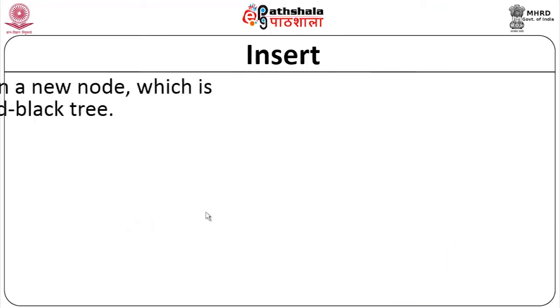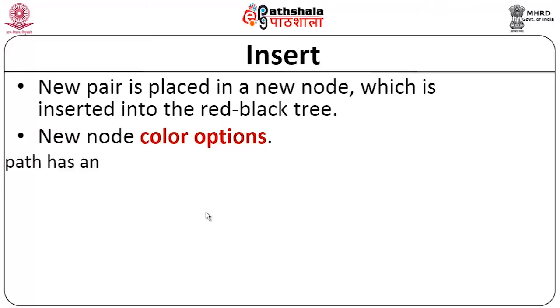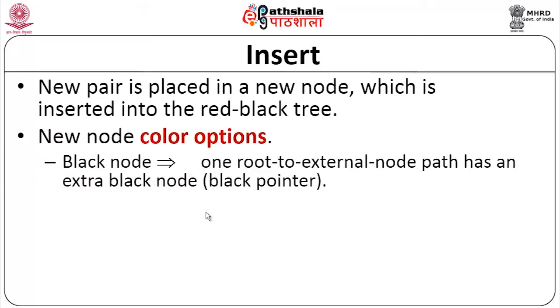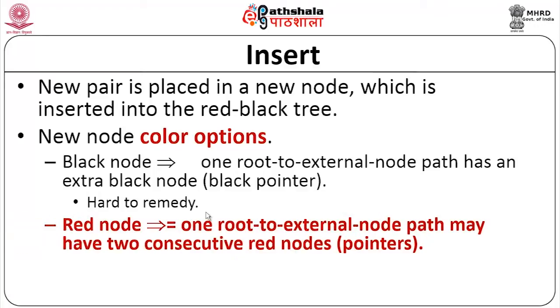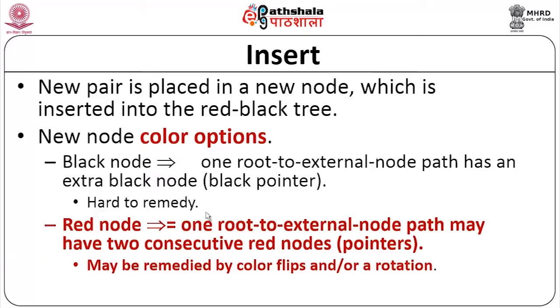Okay. Now, insert. A new pair is placed in a new node which is inserted into the red black tree. So, there are color options for the new node. If it is a black node, one route to external node path has an extra black node. So, that is a problem. This is hard to remedy. If it is a red node, one route to external path may have two consecutive red nodes, okay. That may be remedied by color flips or by a rotation. So, these are the basic color options that we have.